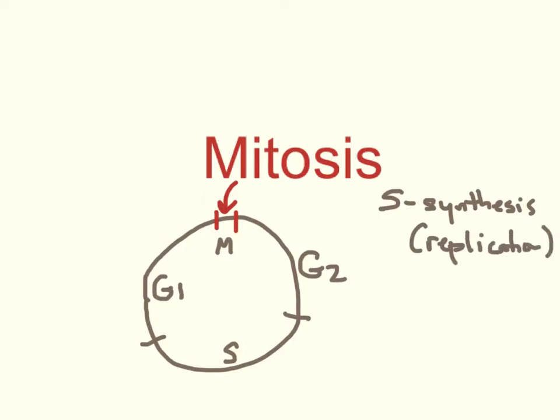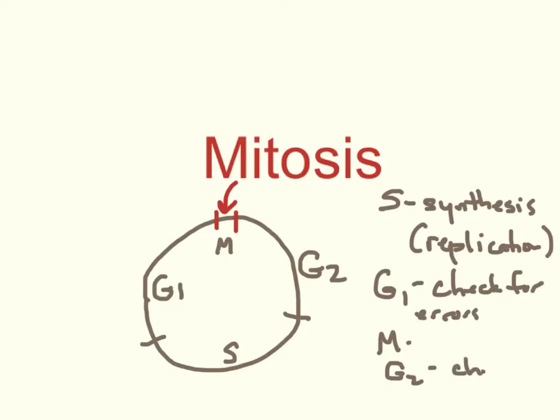What happens in the first G1? As Alex told us, we are going to check for errors. Make sure that replication has occurred correctly. During mitosis, we're going to actually separate the duplicated chromosomes. And then in G2, we're going to check and make sure that the separation was done correctly. So it's another check. And that's what we're talking about with mitosis.